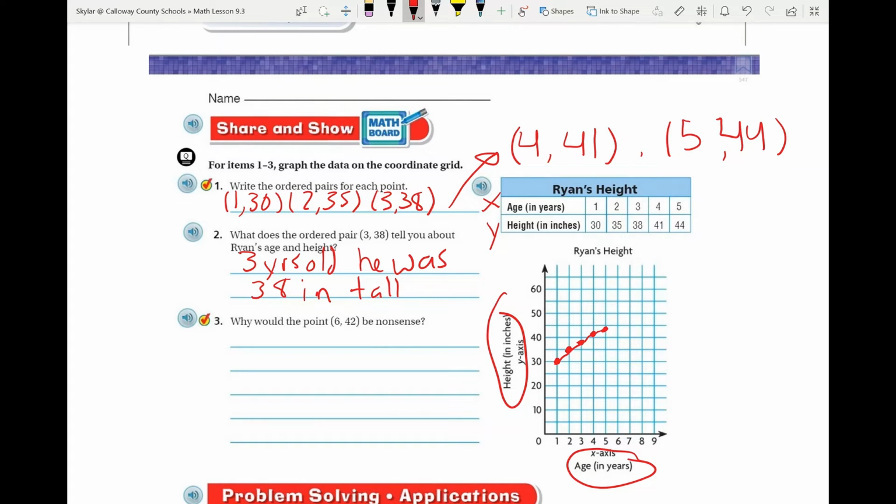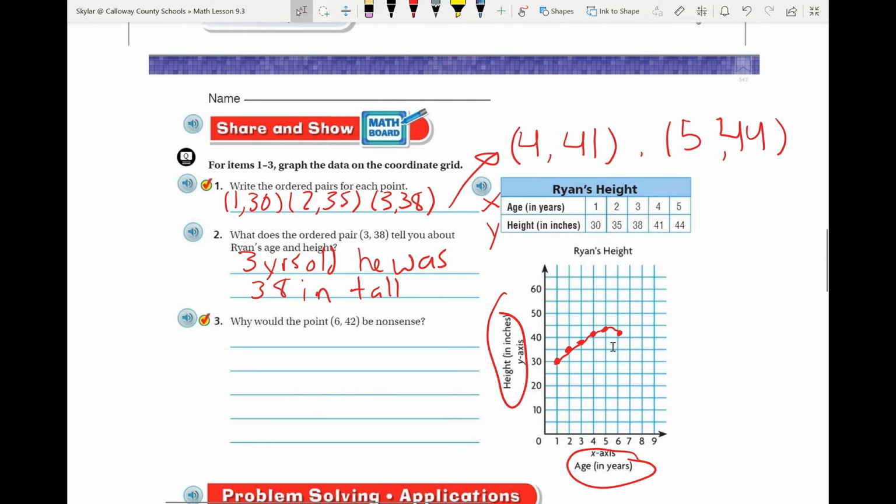So now we can look at number 3. Why would the point (6, 42) be nonsense? Well, let's think about it. If we were to graph that point, it would be right here. You'll notice something kind of weird about that. To see it, you have to realize what it is we're graphing exactly. We're graphing his height at certain ages. So whenever he was 5, he was 44 inches tall. Would it really make sense for him to be 42 inches tall whenever he was 6?